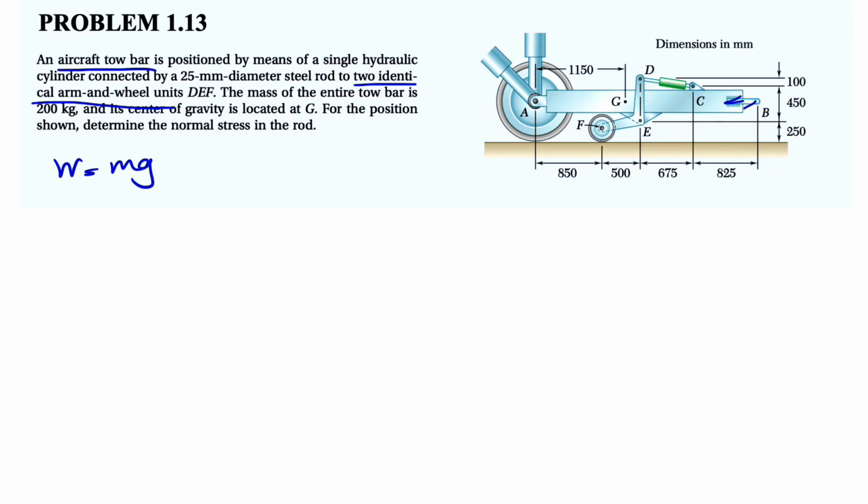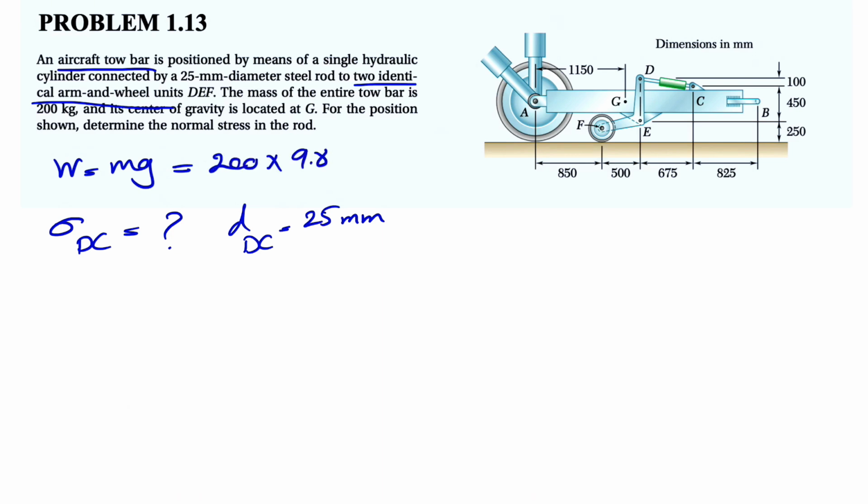You can see the G, and for the position shown we need to determine the normal stress in the rod. So at the end of this question we have to find the normal stress at member DC, and again we have the information about the diameter of the DC, which is 25mm. The other information we have is the mass, applied at point G, so it's easy enough to find the weight: mass times acceleration of gravity on Earth, 9.81 meters per square second. If we calculate this we get 9962 Newton. So obviously we are in equilibrium and we can use our equilibrium equations.